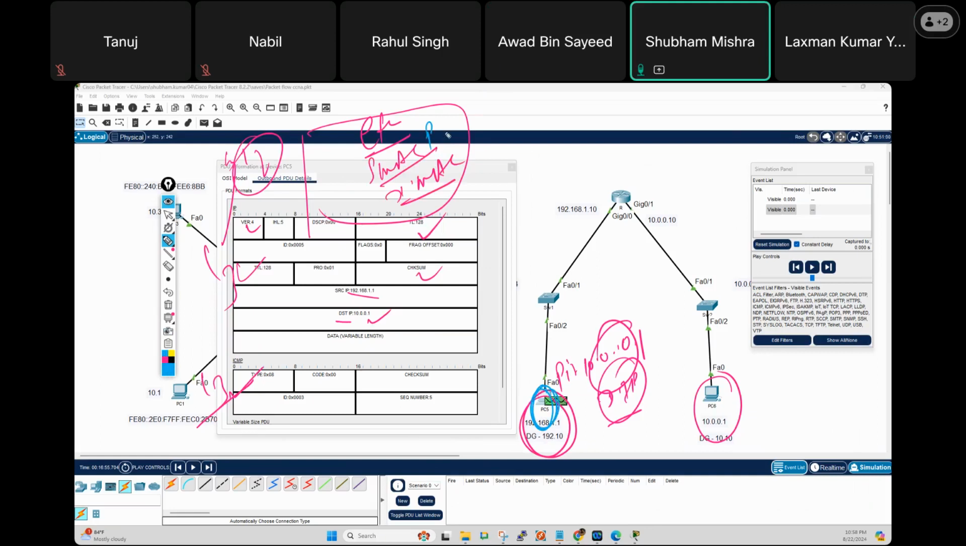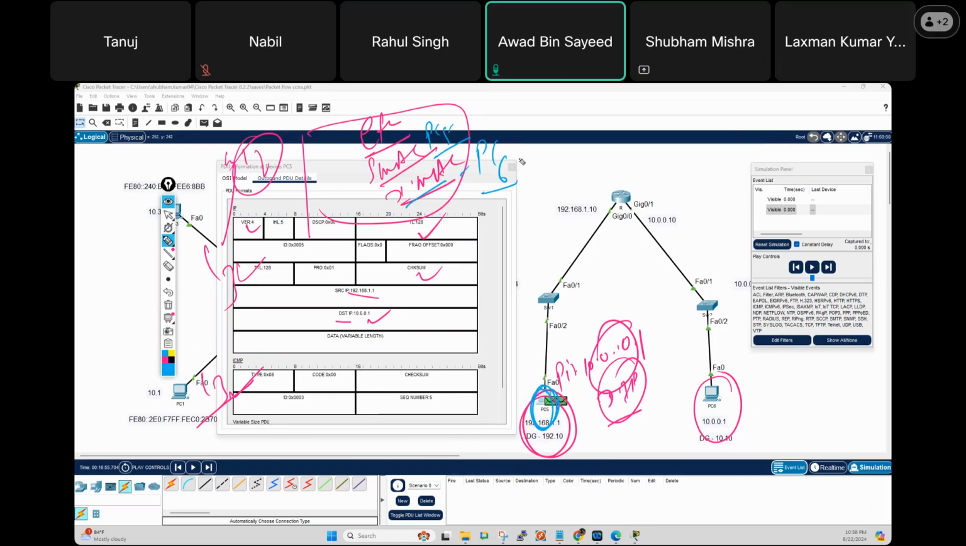PC 5 MAC address, and destination MAC will be PC 6 MAC address, right? Everyone, will it be inside the packet? Tell me yes or no.